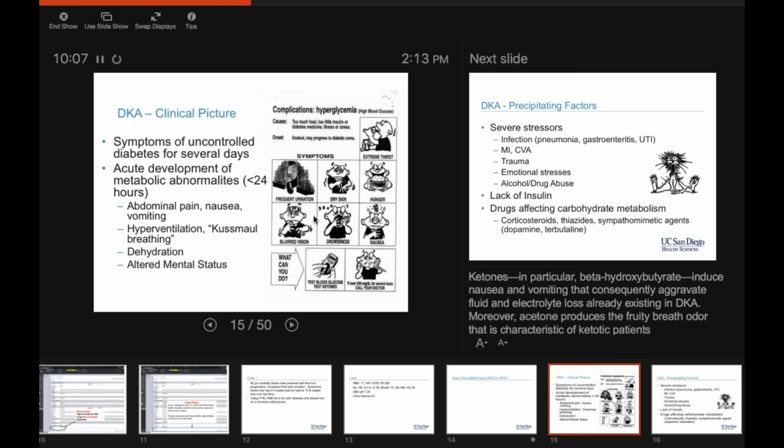Ketones are unpleasant. You turn your body into this acid state. You get abdominal pain, nausea, vomiting. You get this hyperventilation because you're really trying to breathe off all that acid. You get dehydrated because your sugar's so high. You cannot pee out sugar cubes. Therefore, it takes all water with it, and you're peeing out syrup. You get really dehydrated. Your brain turns to a little raisin, and you become altered. That is DKA.